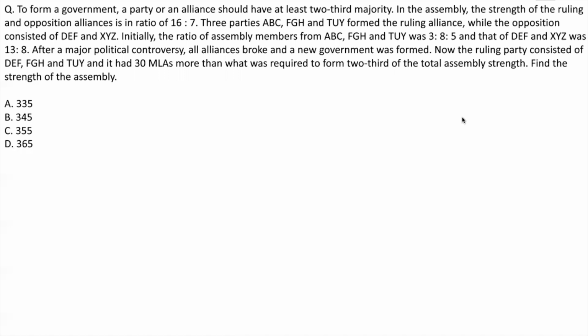Now, the ruling party consisted of DEF, FGH, and TUY, and it had 30 MLAs more than what was required to form two-thirds of the total assembly strength. Find the strength of the assembly. We have four options: 335, 345, 355, and 365.